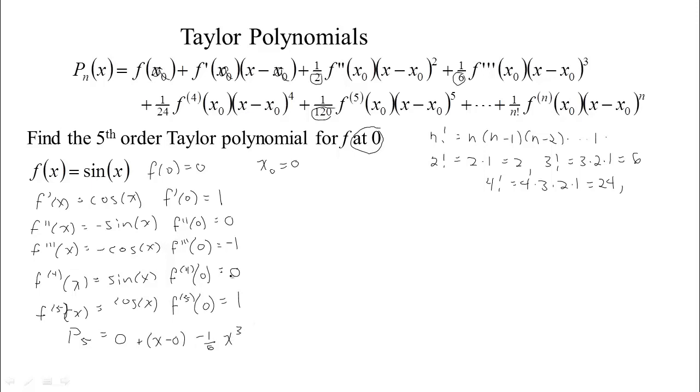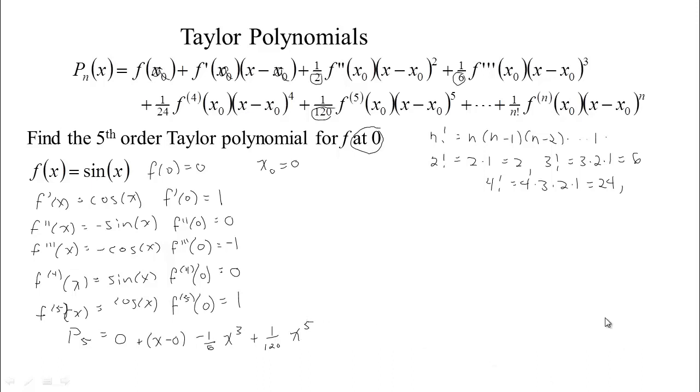The fourth derivative is 0, so this term doesn't even show up, because that 0 wipes out that quartic term in the Taylor polynomial. So we go up to here, we've got 120, the fifth derivative is 1, so we've got 1 over 120 times x to the fifth.